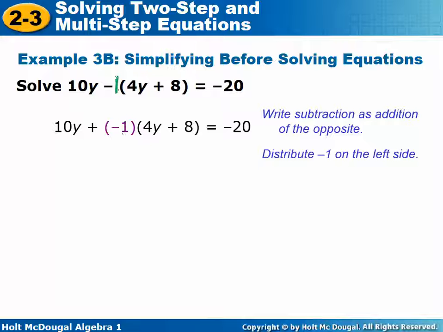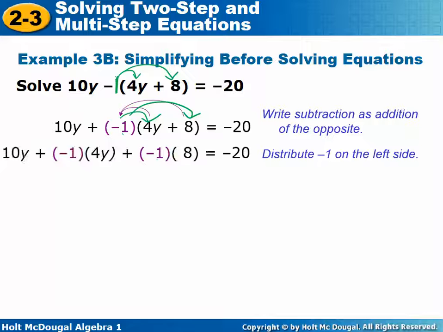That's the same as having a 1. We need to take that negative 1 and distribute it through my parentheses. I have negative 1 times 4y, and then I have negative 1 times 8. So let's look at what that would simplify to. They wrote it out step by step. So we have 10y plus negative 1 times 4y plus negative 1 times 8 equals negative 20.